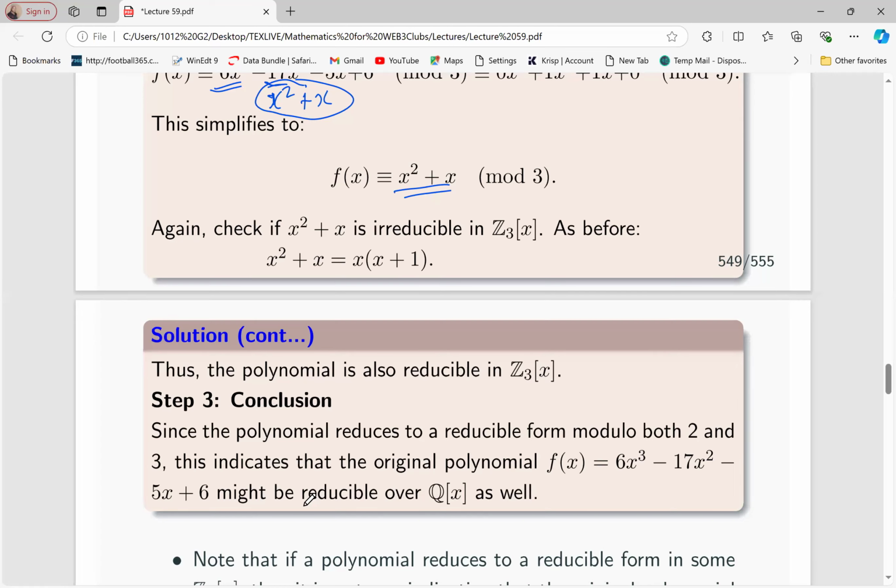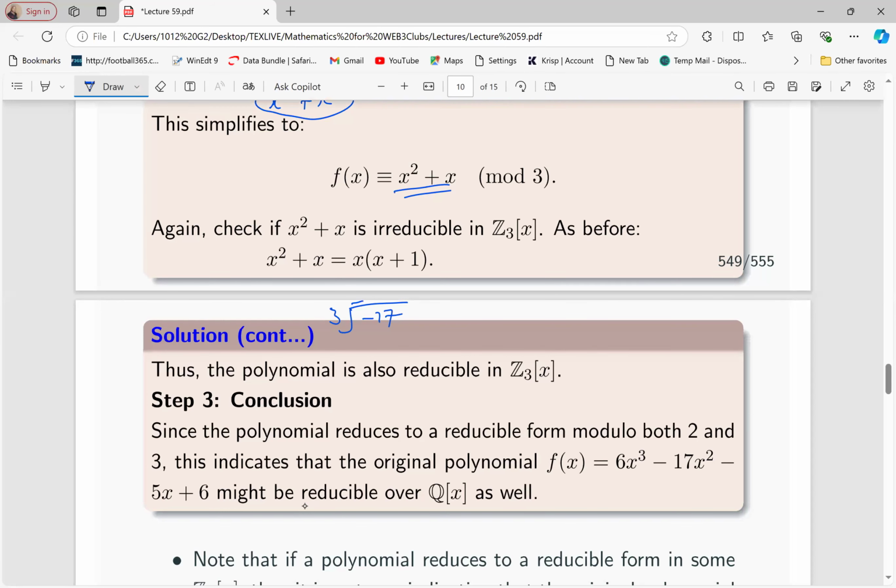No, it's 1. So you're asking yourself, for instance, if 3 were to go into negative 17, is that okay? Yes, it's negative, not 17. It was negative 17. So 3 goes in there negative 6 times. Negative 6 times 3 would be negative 18. When you subtract, you get the remainder is 1.